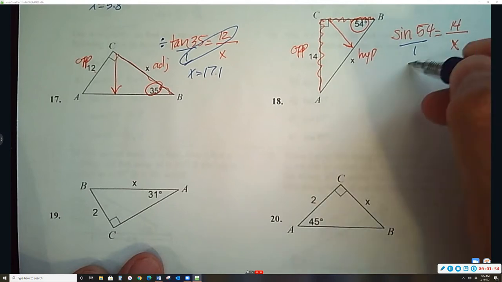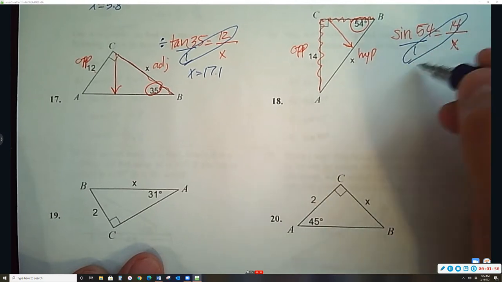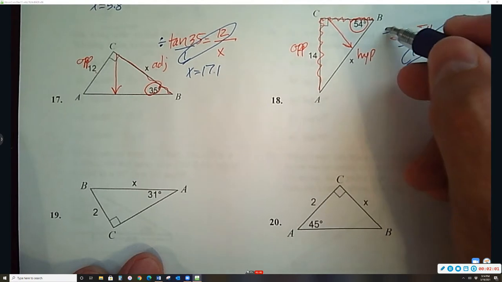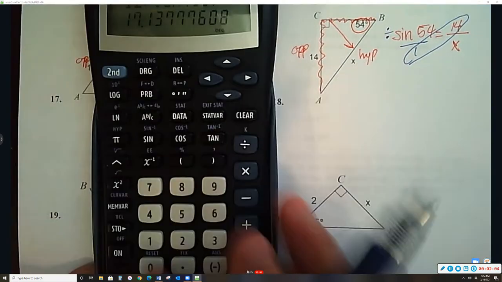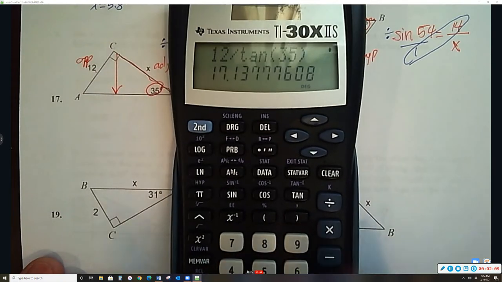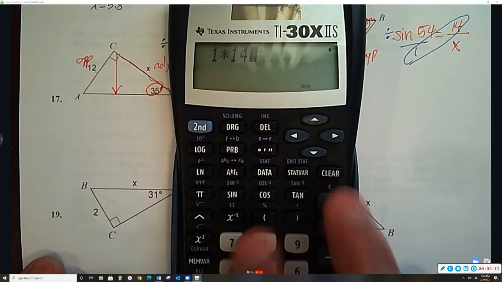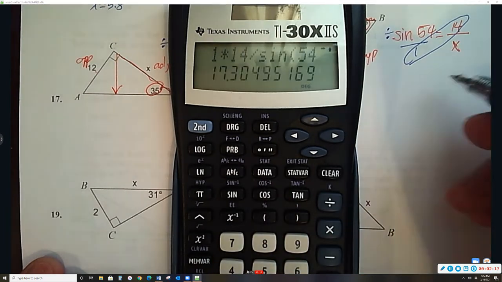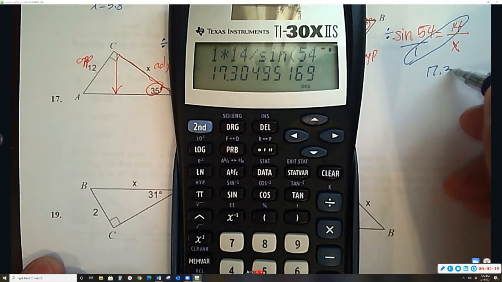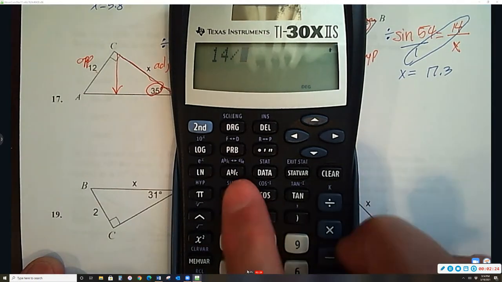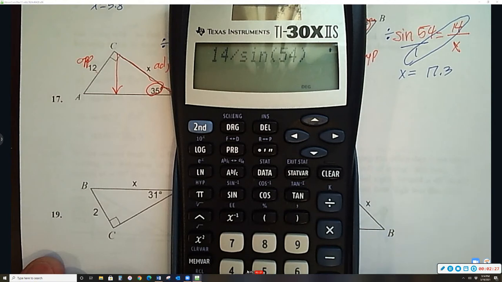divided by 1. Put the 1 under it. Cross multiply here and divide by this number. So when we type it in the calculator, it'll look like this: 1 times 14 divided by sine 54 degrees. That's 17.3. Or we could have just gone 14 divided by sine of 54, because 1 times 14 is just 14, right? Same idea.